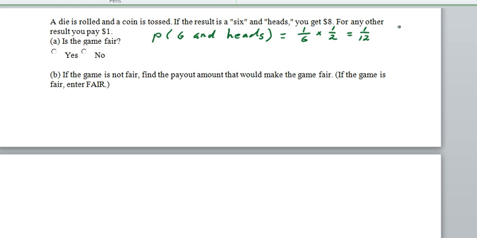So in this case, the expected value would be $8 times 1/12 plus negative $1 times 11/12, or minus 3/12 of a dollar, negative 1/4, or negative 0.25. Your expected value is to lose 25 cents.